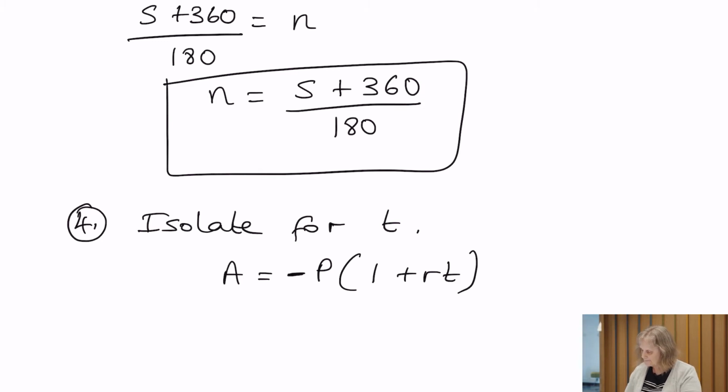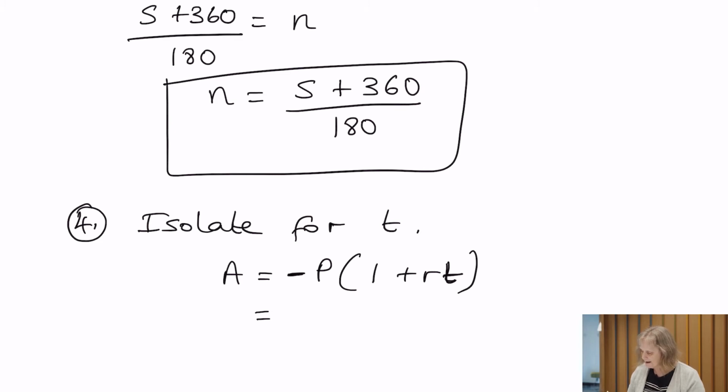So we want to isolate for small t. Okay, the small t is in the bracket. We know that it's being multiplied by r. We're adding 1, and then it's being multiplied by negative p. Okay, so we're going to expand the brackets first of all, because we need to get t on its own eventually. So we're going to expand the brackets or parentheses.